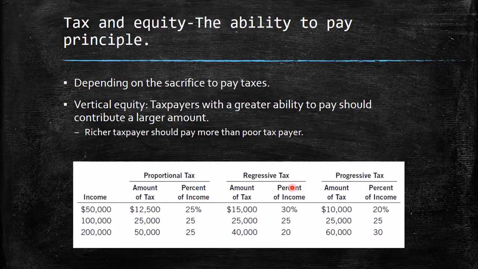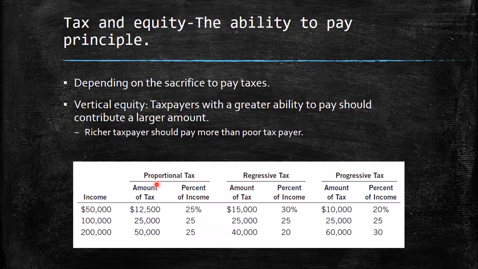So this is clear, but something that is really hard to determine, and actually we don't have a true answer, is the scheme that the policymaker needs to follow. We have three different schemes: proportional, regressive, and progressive tax.